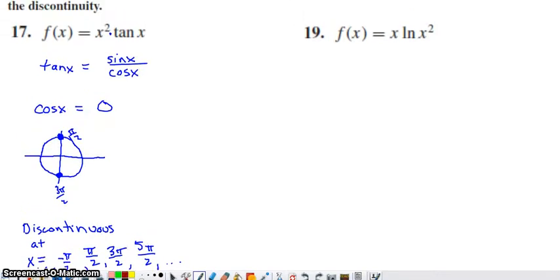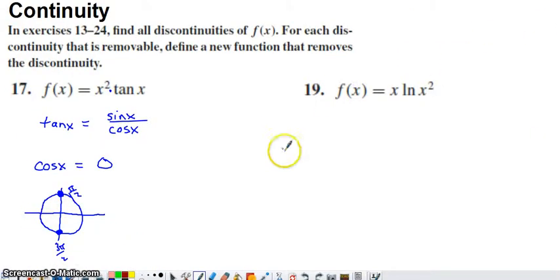Now if we look at number 19 here, we have, again, a product of two functions. Individually, x is just a line, and that's continuous. But natural log of something is not necessarily always going to be defined. So the piece of this one we have to worry about is, again, the second component of it. We're going to have to be really careful with this natural log of x squared portion. We want to know when this is undefined.